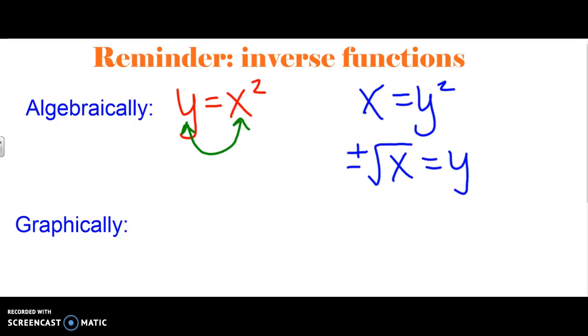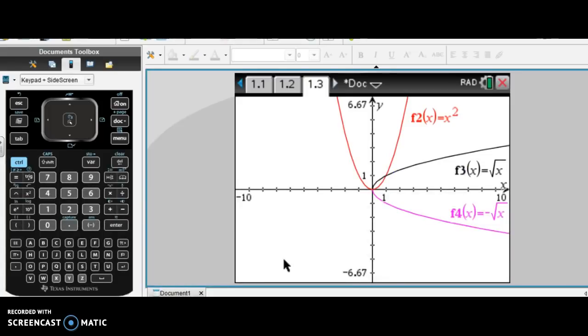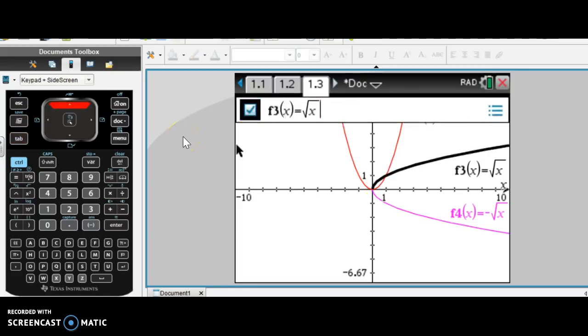If you remember that graphically, that meant that if I graphed x squared, the graph of the inverse would be a reflection over the line y equals x. I would get this graph. It's not a function, I can't call it that anymore. And actually, because it's not a function, I had to graph positive root x as well as negative root x.